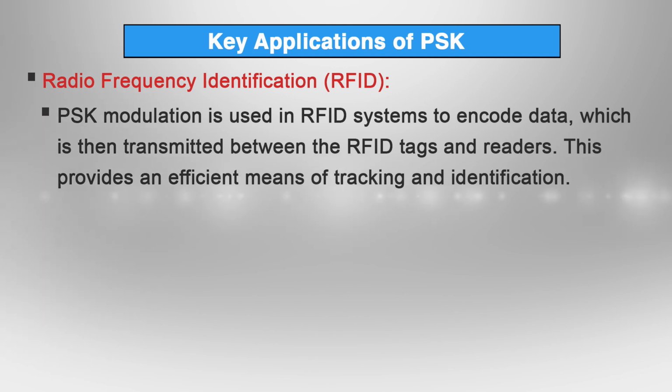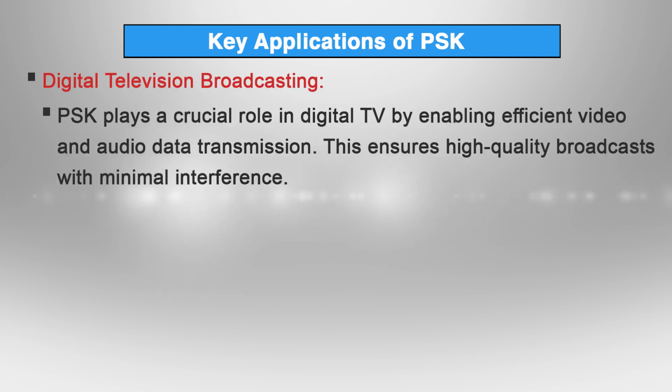The next application of PSK is radio frequency identification, that is RFID. PSK modulation is used in RFID systems to encode the data, which is then transmitted between RFID tags and readers. This provides an efficient means of tracking and identification. The next application of PSK is digital television broadcasting. PSK plays a crucial role in digital TV by enabling efficient video and audio transmission. This ensures high quality broadcast with minimum interference.